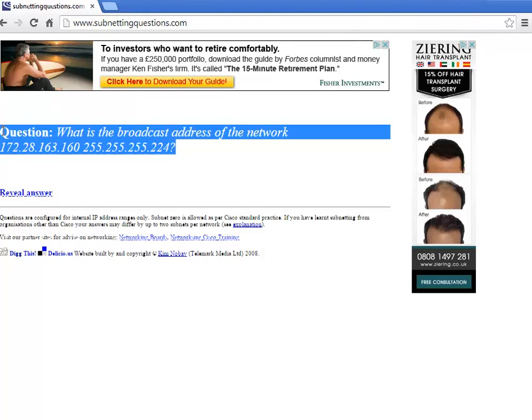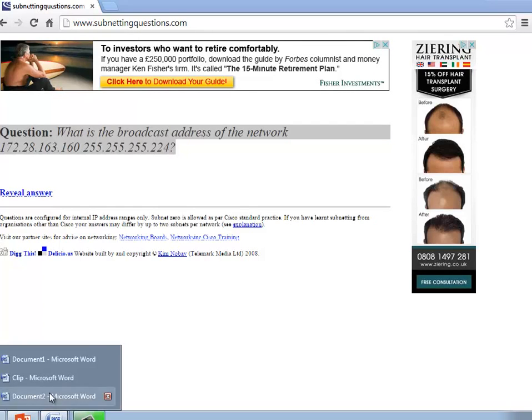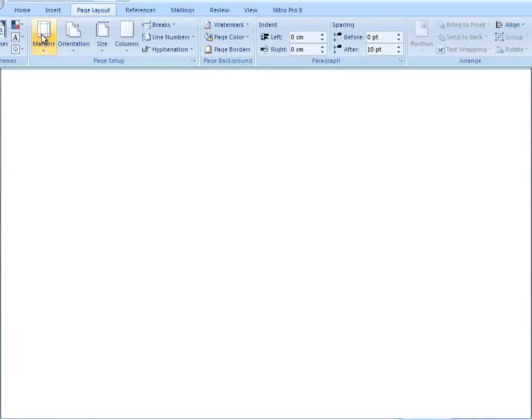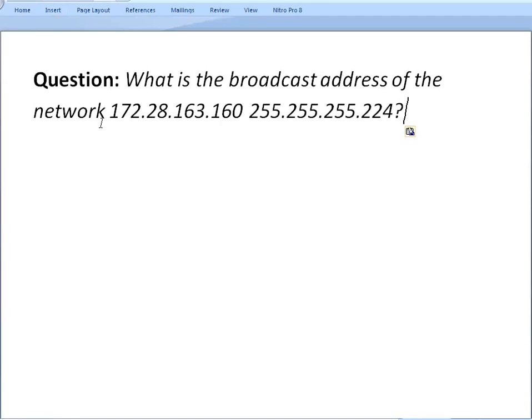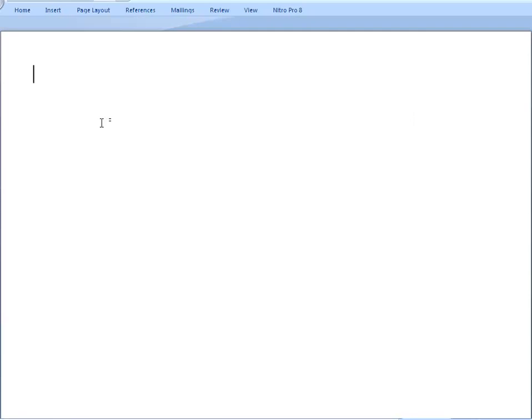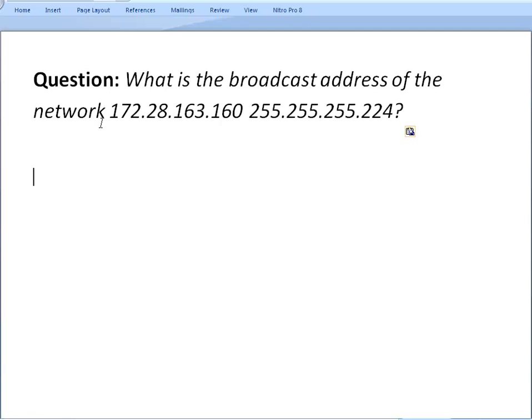Okay, that's the question. So let me copy this and open a new Word document. Margins, use a small one. What is the broadcast address of this network? What we need is the network ID, first valid address, last valid, and broadcast. These questions are asking us about the broadcast address.